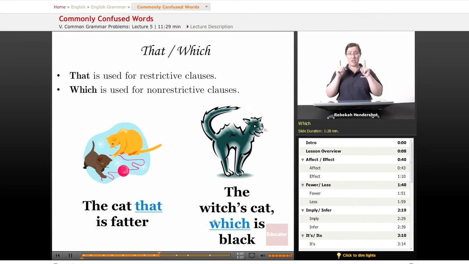The way to remember this, think of cats. We have here a picture of two cats. Cat number 1, cat number 2. Now, let's say I am talking about the cat that is fatter. Remember that at noise, the cat that is fatter? Now, for a cat to be fatter, you have to have at least two cats. One cat that's less fat and one cat that's fatter. So, for a cat to be fatter, it has to be a restrictive clause. You have to be narrowing it down from 2 or more cats to one cat, the cat that is fatter or fattest.